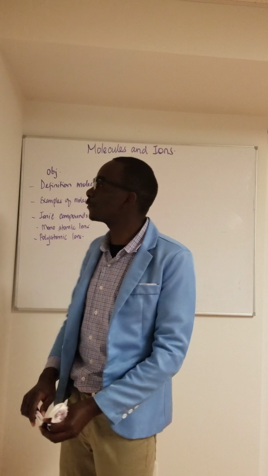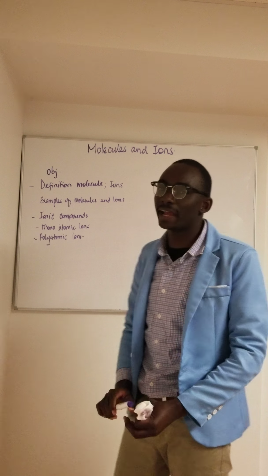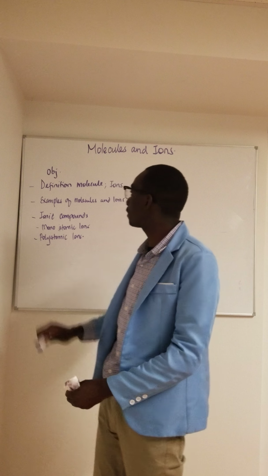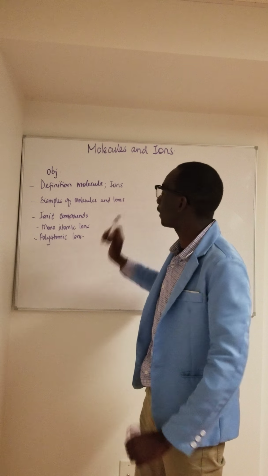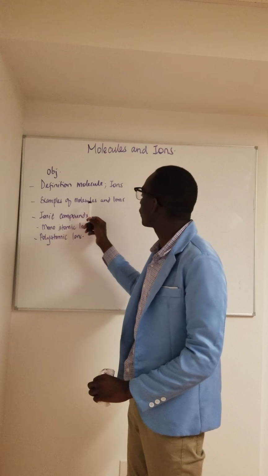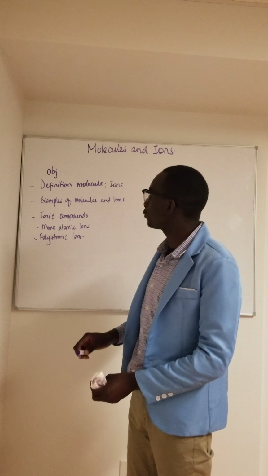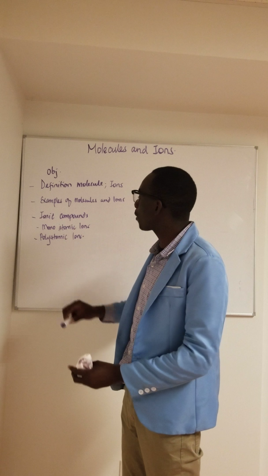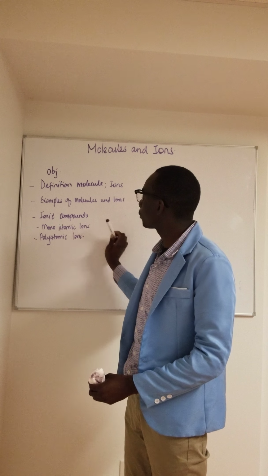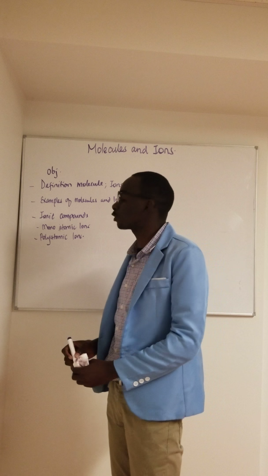In this section, we are going to be looking at molecules and ions. Today's objectives are the definition of a molecule and an ion, and examples of a molecule and an ion. Then we shall briefly look at ionic compounds, monoatomic ions, and then polyatomic ions.